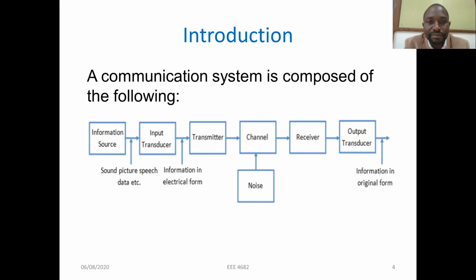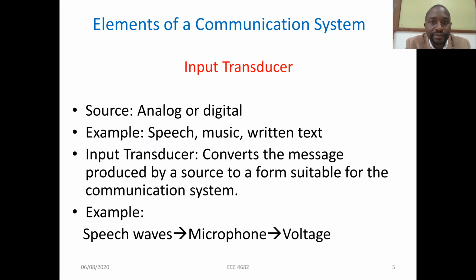A communication system is composed of the following elements. We've got the information source, the input transducer, the transmitter and the receiver, and in between you've got the channel, and this channel is usually susceptible to noise, and then you've got the output transducer. So in the next slide, I'll now explain in brief each of these elements, starting with the input transducer.